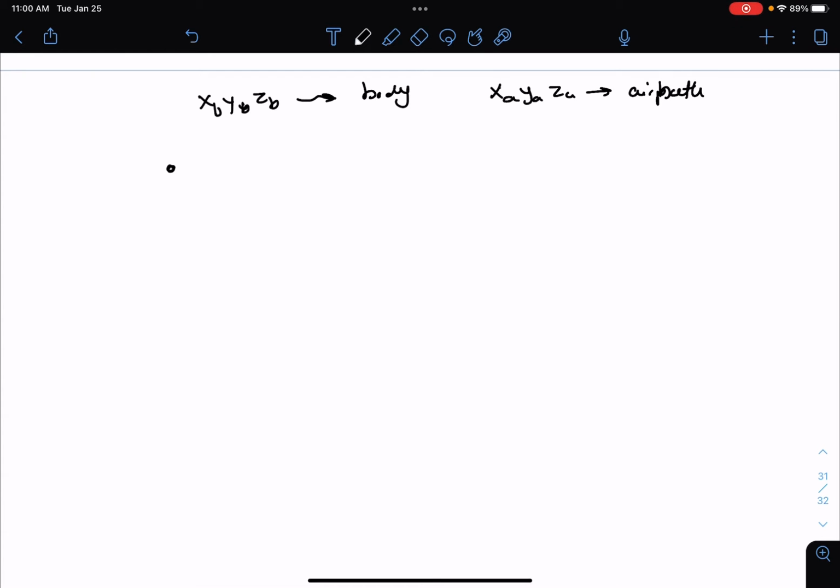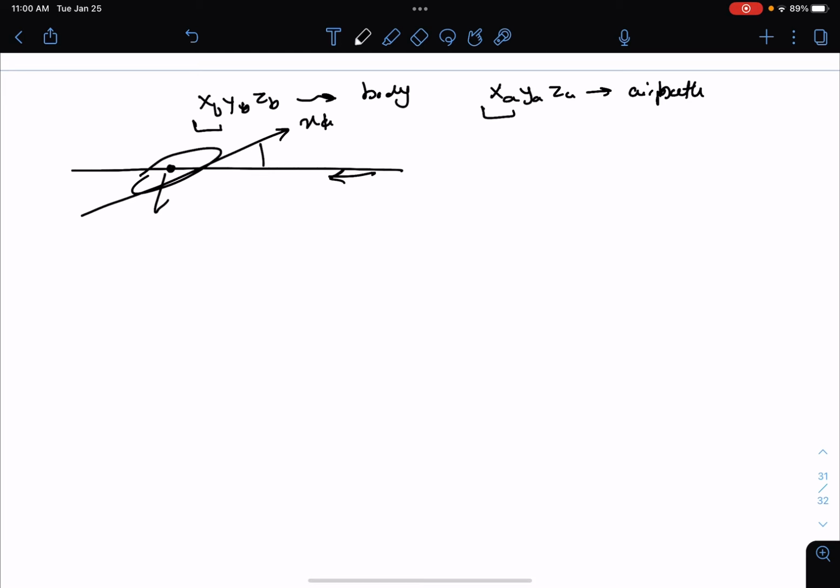So this angle is then going to give us the relationship between x of b and x of a. So this is your plane. This will be your x of a, right? Let's say this is the direction of air. So, I'm sorry, this is x of b. It's going to be x of a. This alpha, angle of attack, is the angle between x of b and x of a. Pretty simple.